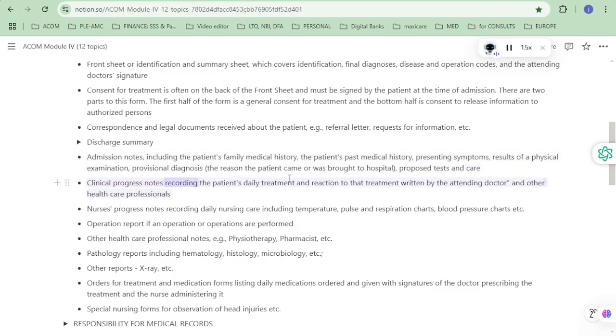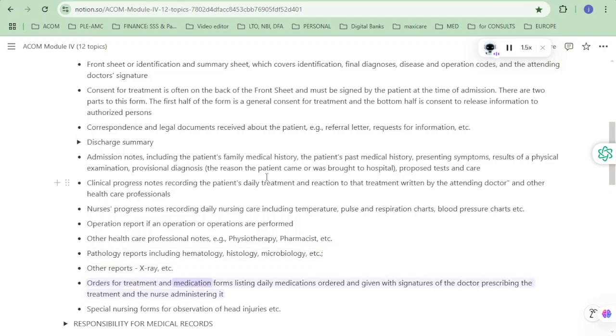Clinical progress notes recording the patient's daily treatment and reaction to that treatment written by the attending doctor and other healthcare professionals. Nurses' progress notes recording daily nursing care including temperature, pulse, and respiration charts, blood pressure charts, etc. Operation report if an operation or operations are performed. Other healthcare professional notes, example physiotherapy, pharmacist, etc. Pathology reports including hematology, histology, microbiology, etc. Other reports, X-ray, etc.